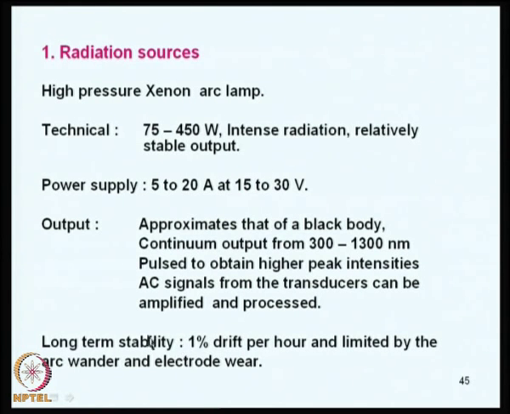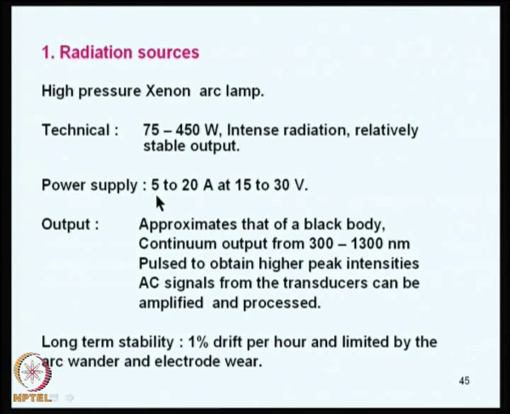I have written here at the bottom, long term stability, you would see about 1% drift per hour, and that is limited by the arc wander and electrode wear. If you run it for a long time, you would need a stabilizer, and also the electrode will wear out, and then you need to bring them nearer to maintain the same lamp intensity. Because the lamp becomes very hot, you have to have a cooling system around the lamp to get the optimum output, and the power supply has to be between 5 to 20 amperes at 15 to 30 volts.